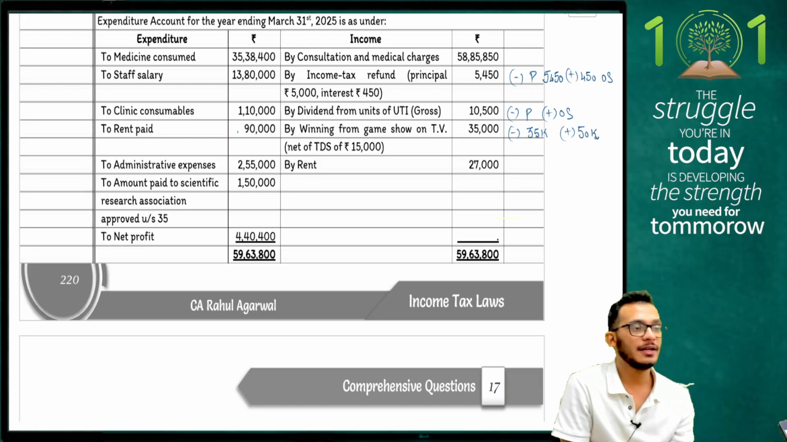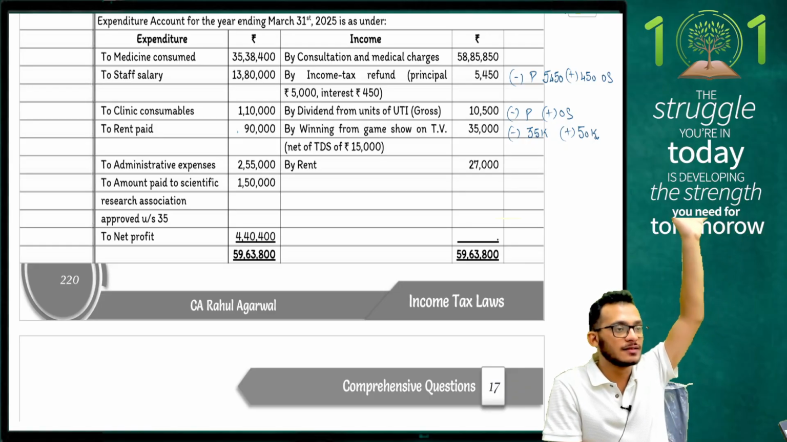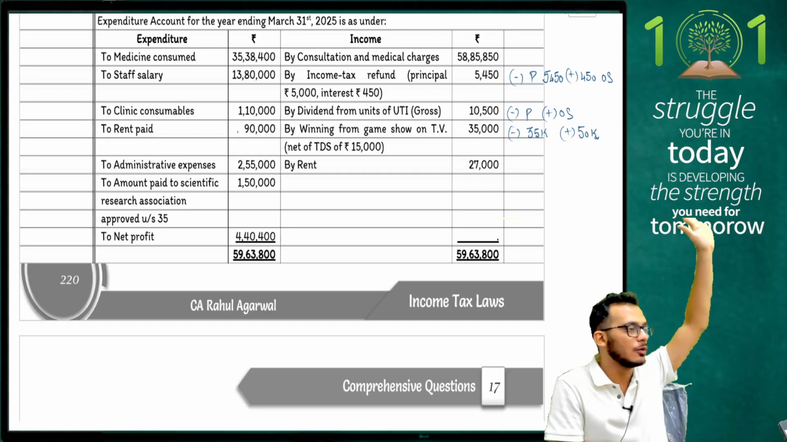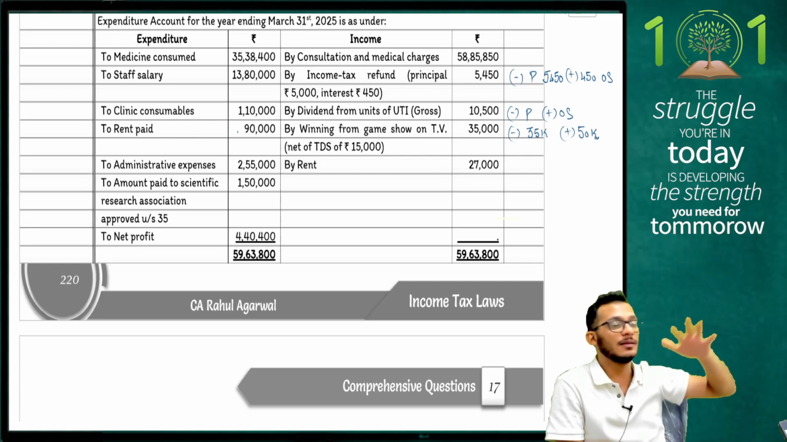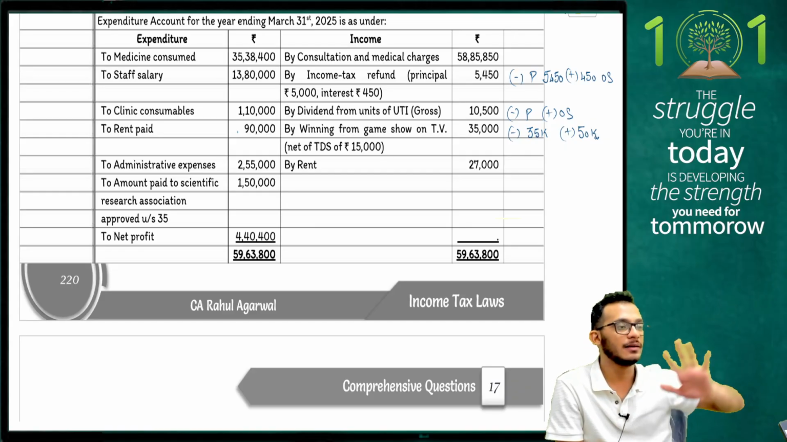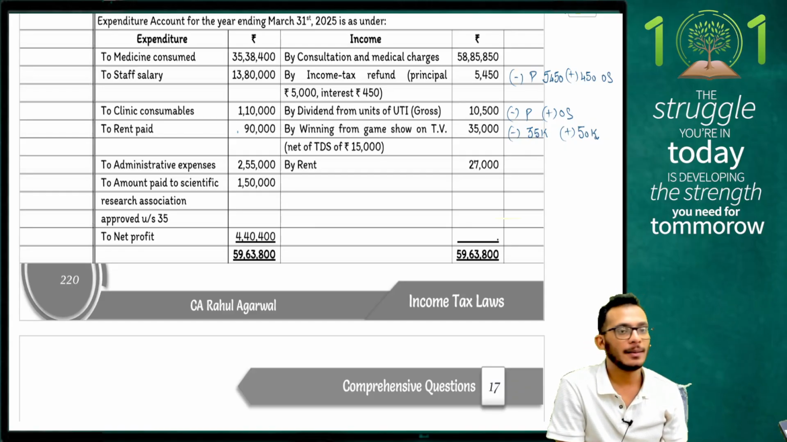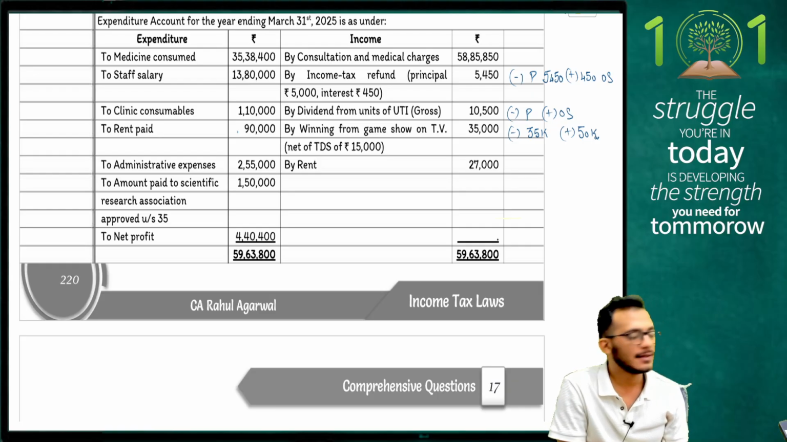So the catch point here, people, is that the moment you see an item in P&L, I don't care what the number is, I don't care what my income is, whatever is in my P&L, I will remove the whole number. It is only in other heads that I will come and check how much I should tax. In PGBP, I will remove the same number given. Understood? Everyone? Yes. Right side.